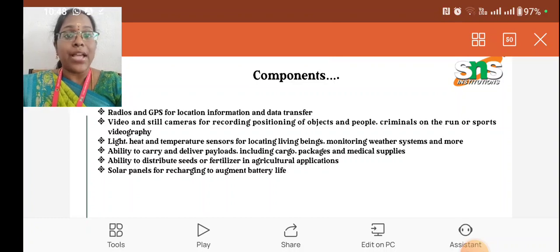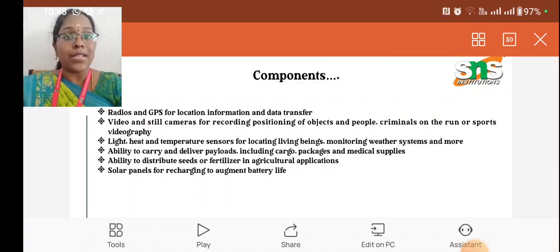If that's the case, we have to have drones with very minute holes, so that they are capable of collecting the seeds or the fertilizers that have to be distributed, and it has to be distributed evenly with some limitations. And also it has to have some solar panels, so that the available battery could be augmented in a better manner, and the recharging could be done automatically.